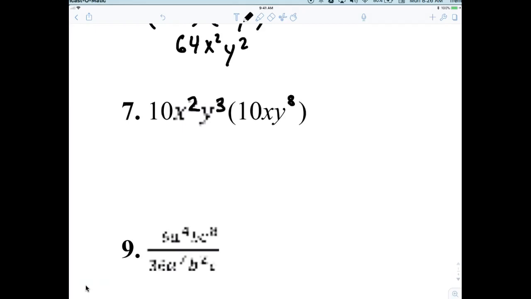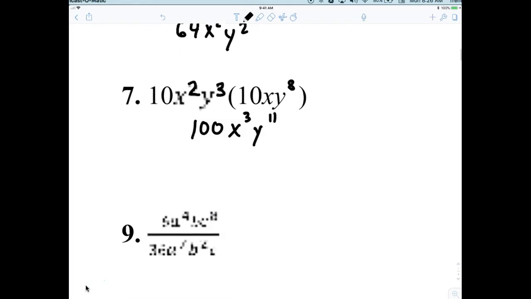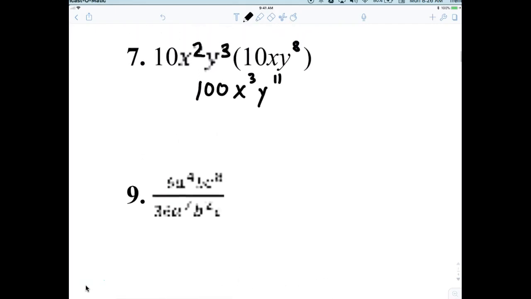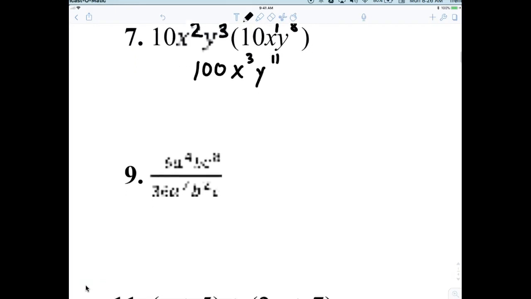So then we have what? 100x to the what? And y to the 11th. Very good. Wait, how did you get x to the... How'd you get x to the... Because remember, there's a 1 there. Oh, yeah. Remember that? All right.